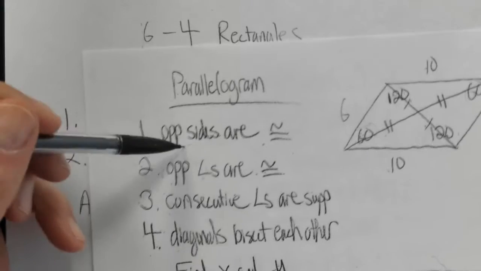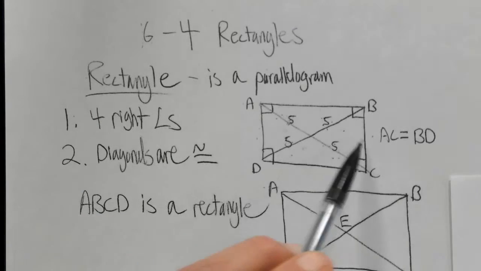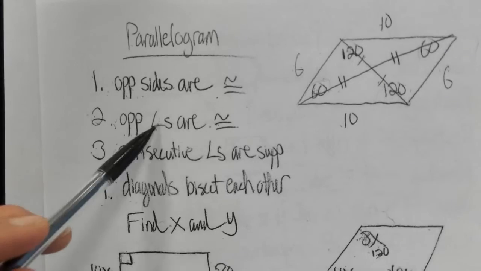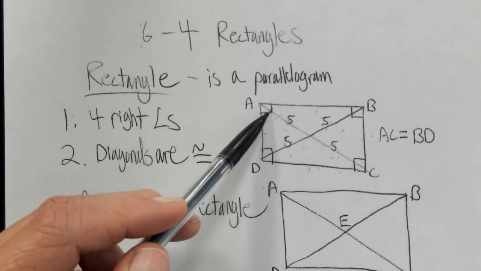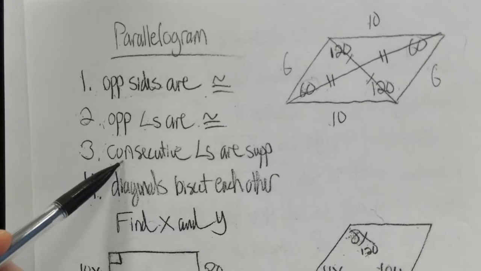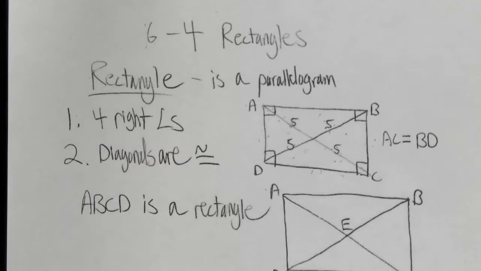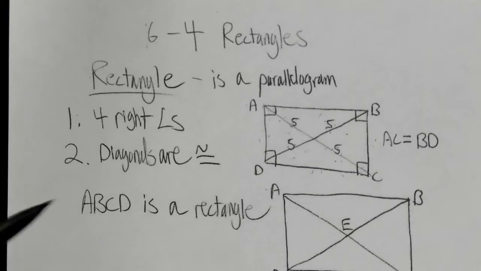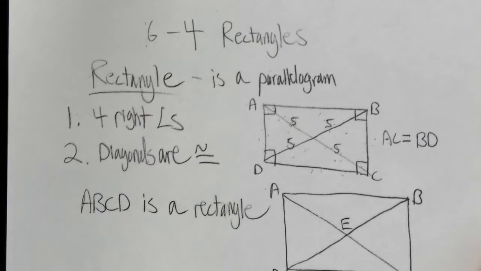So the opposite sides are congruent, right? So the opposite sides are the same in a rectangle. Top and bottom are the same, the left and right are the same. The opposite angles are congruent. And so if they're all 90s, then yes, the opposite angles, 90 and 90, they're congruent. The consecutive angles are supplementary. Yes, the consecutive angles are 90 and 90, which adds up to 180, so that's true. And the diagonals bisect each other. And so the diagonals, they cut each other in half.